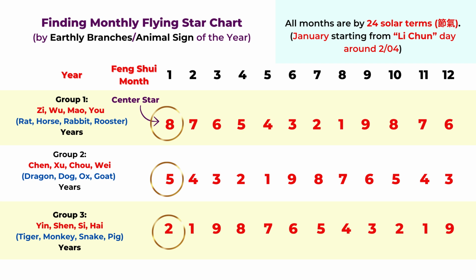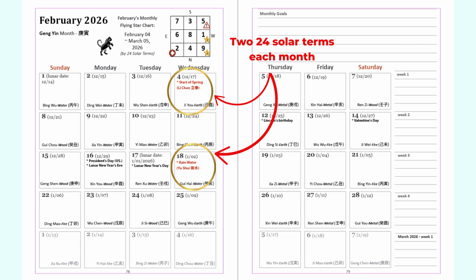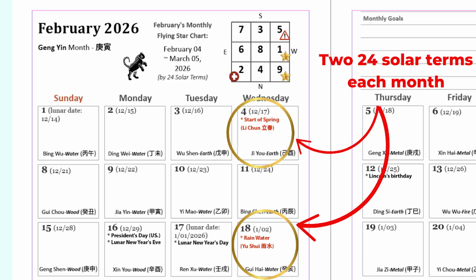We need to know that Feng Shui months are based on the 24 solar terms, or the 24 jieqi. So it's not by January 1st. The first month starts on Li Chun Day, which is usually around February 4th in the Western calendar. The first month is referred to as the tiger month because in the name of the month, according to the stem branch, the Yin means the tiger.